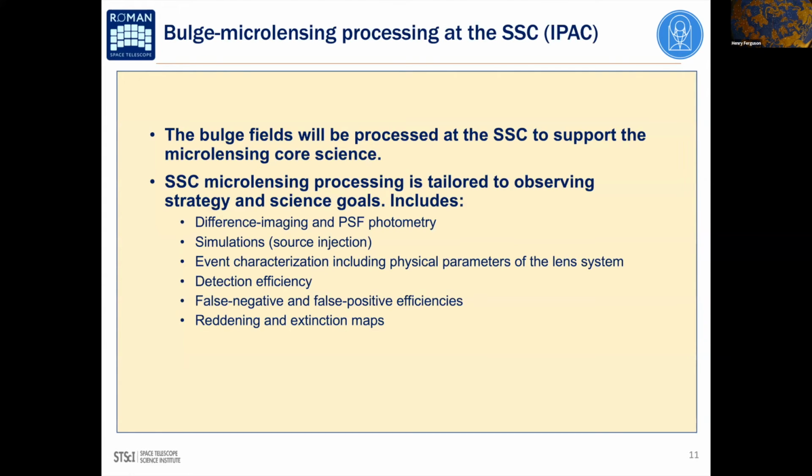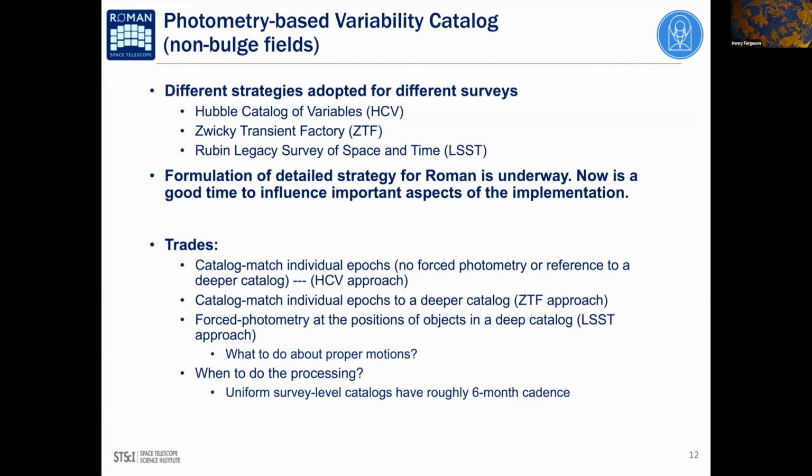As I mentioned in the previous talk, the bulge microlensing high-level processing is completely distinct from what I just mentioned, and really tailored to the observing strategy and the science goals there. So it includes difference imaging, PSF photometry, simulations, event characterization, detection efficiency, things that are specific in many ways to that science case.